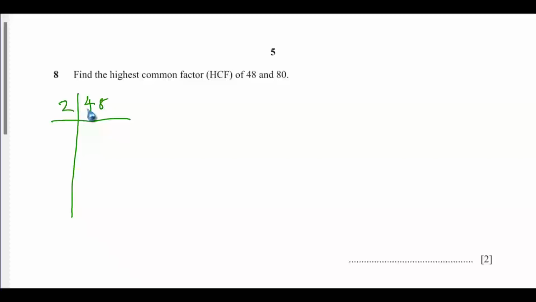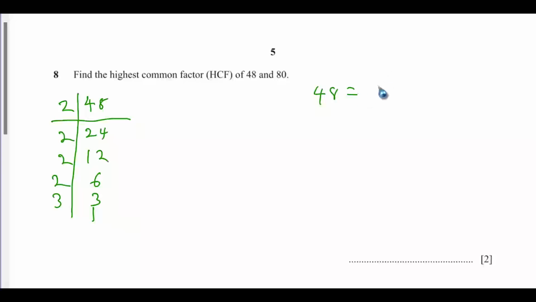2 can go. 2 goes in 4. You have 2. 2 goes in 8. You have 4. 2 goes in 24. You have 12. 2 goes in 12 6 times. 2 goes in 6. You have 3 times. Then 3 goes in 3 once. So that means we can say that 48 is equal to 2 by 2 by 2 by 2 by 3.